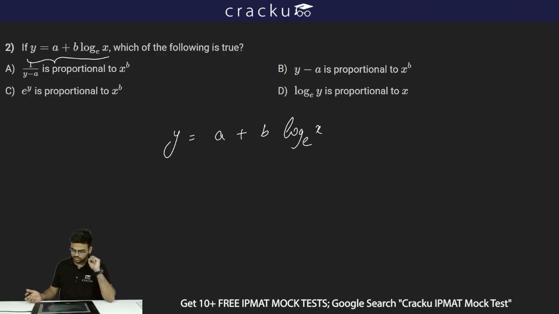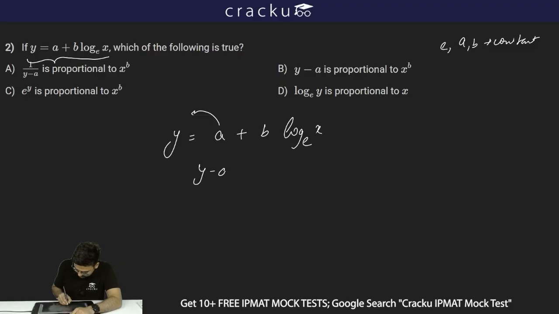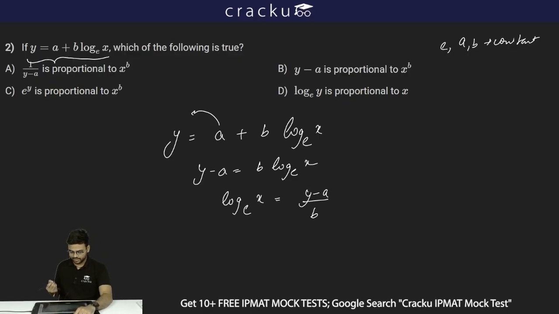So first of all, we know that a and b are constants and x and y are variables. So what we will do, we will take a to the left hand side. We will get y minus a is equal to b log x to the base e. Now I will take b to the left hand side as well. So I can write this as log x to the base e is equal to y minus a upon b.